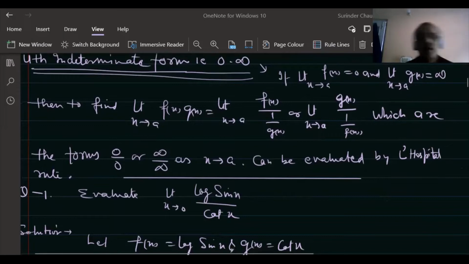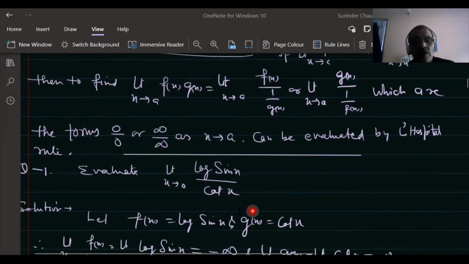So now let us solve a problem based on them. Evaluate the limit x tends to 0 of log of sin x upon cot x. First we'll substitute the value and check whether this is an indeterminate form or not. If it is an indeterminate form, then we can apply L'Hospital rule to evaluate the limit of this function. So x is 0, sin 0 is 0, log of 0 is minus infinity, cot of 0 is equal to how much? Cot 0 is 1 upon tan 0, which is infinity. This is of infinity form.